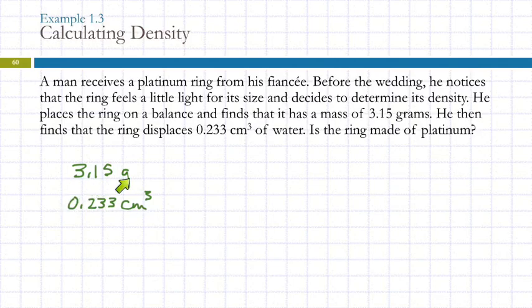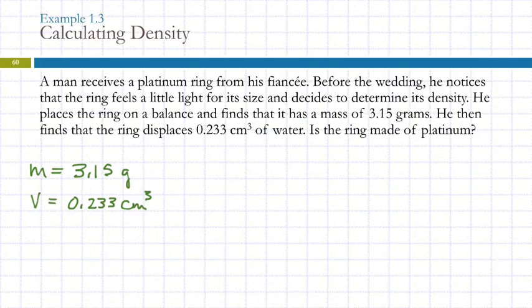So 3.15 grams, we know that gram is a unit of mass. It also tells us here that this is the mass of the ring. So that's the mass of the ring. Here it says it displaces this much water. It doesn't specifically say that that's the volume, but cubic centimeter is a unit of volume, and displacement is a technique for measuring volume. So this is the volume.